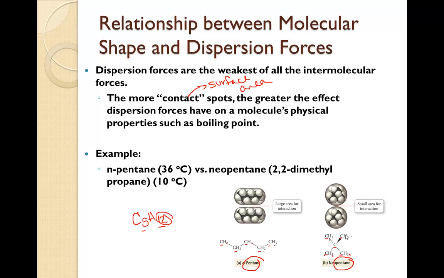But notice that they look dramatically different, because this one up here on the left-hand side is more spread out. It has a larger surface area and more room for it to interact. Whereas this one's more condensed, and it can only really react in this small space here. This is why we have a difference here of a boiling point being 36 degrees Celsius versus the other one being 10 degrees. It's going to take more energy to pull these things apart.